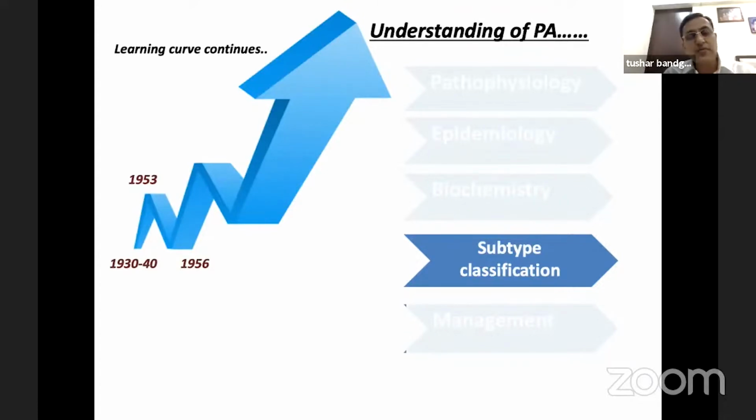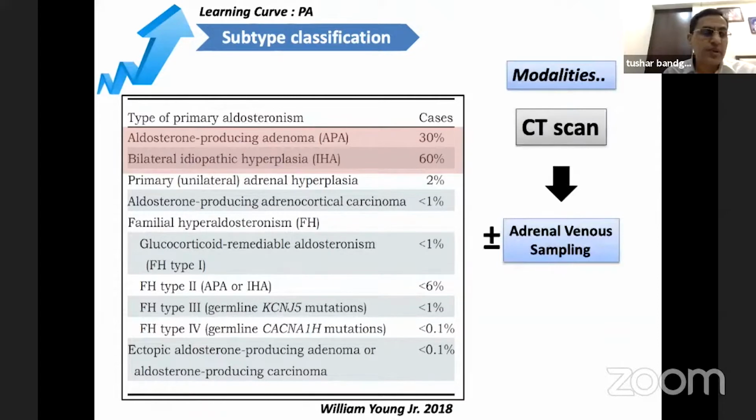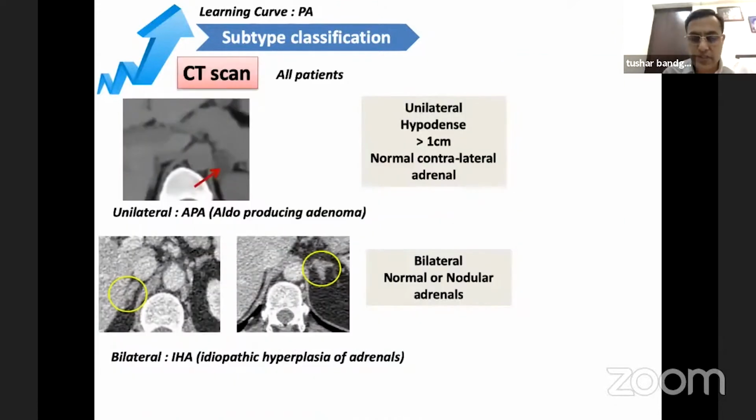Once you're biochemically confirmed, then we need to see where this autonomous aldosterone is coming from, and that's called subtyping of the patient, where the cause can be bilateral, most commonly seen in 60%, or APA unilateral in 30%, and there are various genetic causes depending upon the age of presentation. And we would ask for a CT scan and, as and when required, adrenal venous sampling.